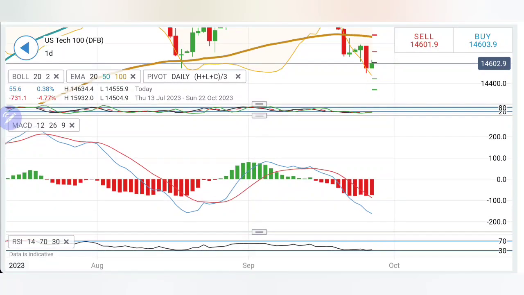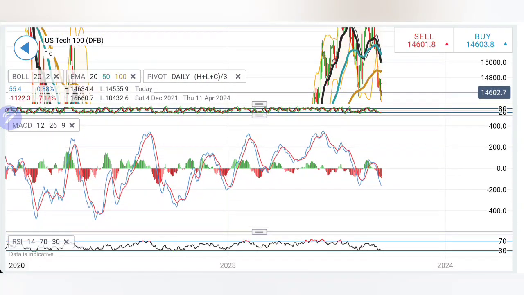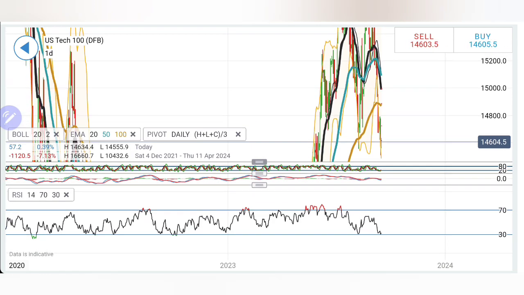Stochastic is oversold, trying to recover. MACD is still trading with bearishness. It is looking downwards. If you look at the cycle here, first, second is continuing. It can continue on the downside before reversing. RSI hitting the bottom here.